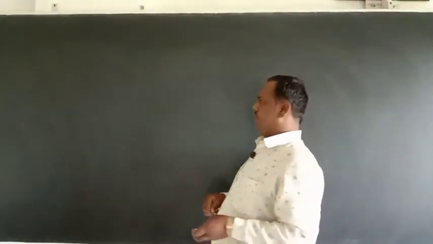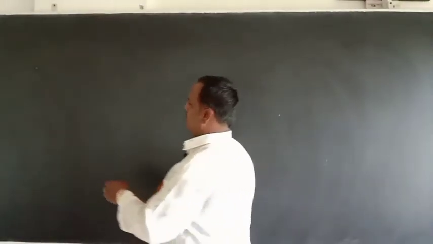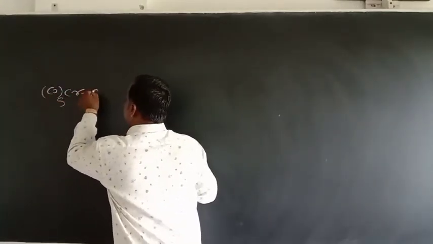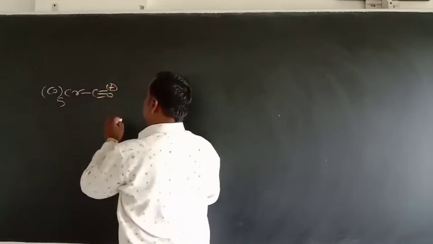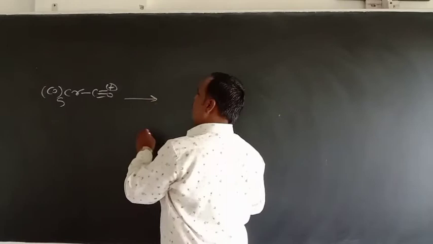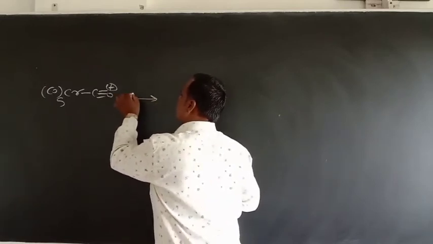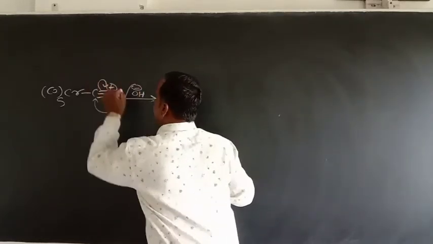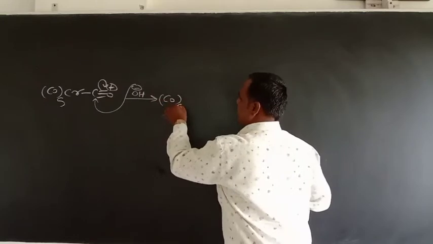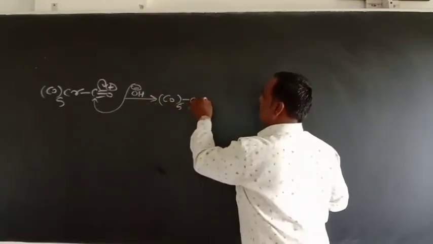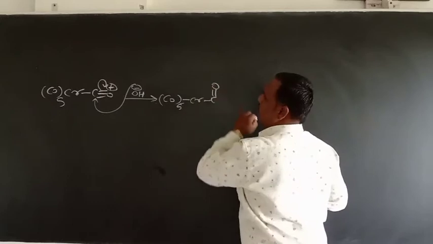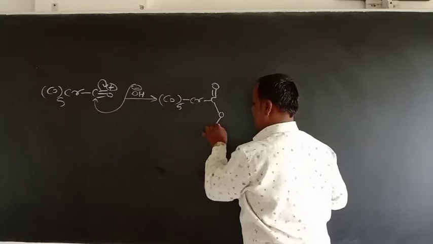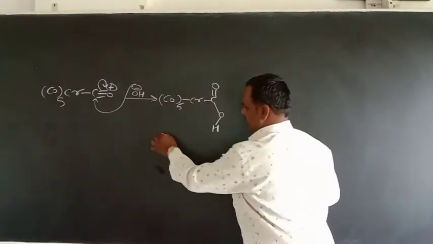If we consider the example Cr(CO)5 with C triple bond O positive, then a nucleophile attacks. For example, here you can consider the OH minus ion. So the nucleophile attacks, and we get this intermediate, (CO)5Cr-C double bond O, with this O and this H. So, we get this intermediate.